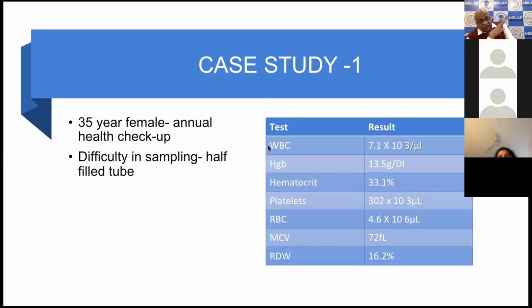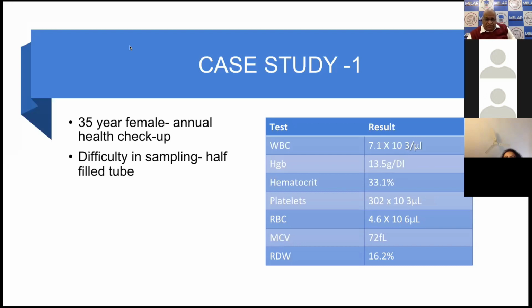Now, we have discussed briefly this approach to anemia. Now we will see when we are interpreting this CBC, what we have to keep in mind. See, this 35-year-old female, there was some difficulty in the sampling, veins were not clear, and they collected 1 ml blood in a 2 ml EDTA tube. And these were the findings.